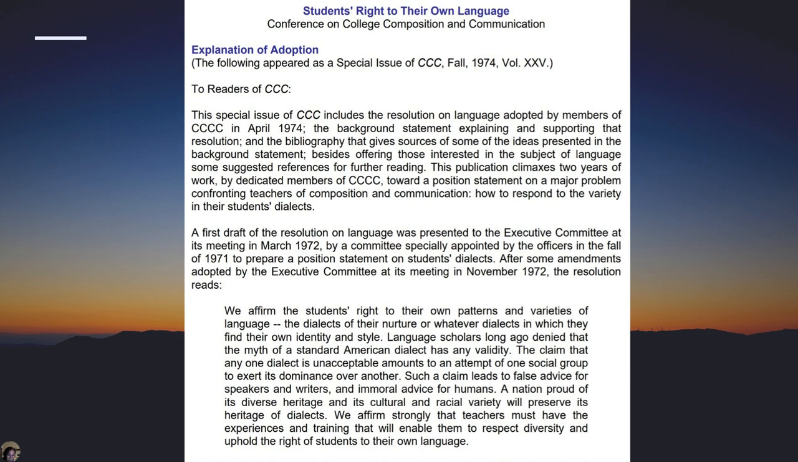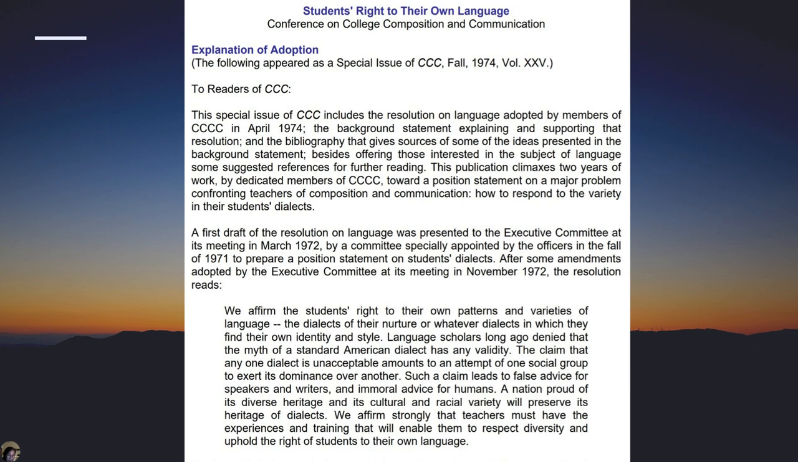We affirm the students' right to their own patterns and varieties of language, the dialects of their nurture, or whatever dialects in which they find their own identity and style. Language scholars long ago denied the myth of the standard American dialect has any validity. The claim that any one dialect is unacceptable amounts to an attempt of one social group to exert its dominance over another. Such a claim leads to false advice for speakers and writers and immoral advice for humans.